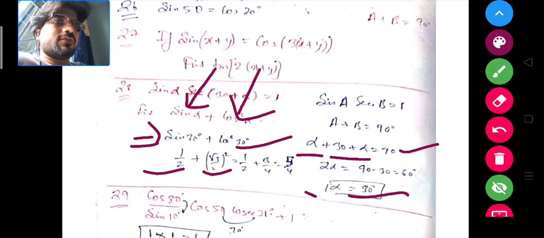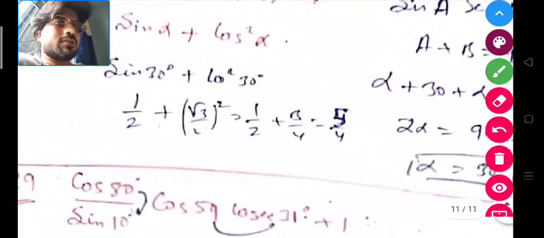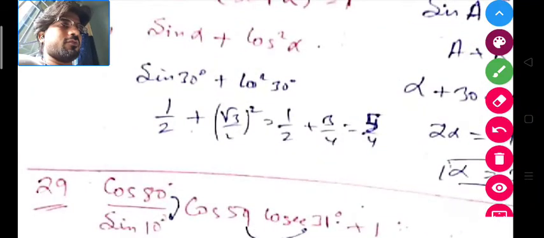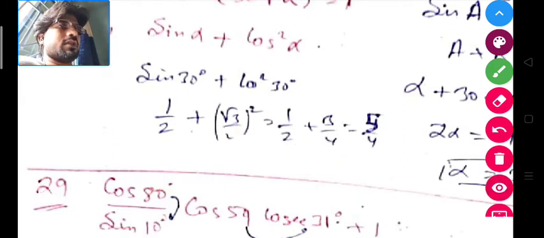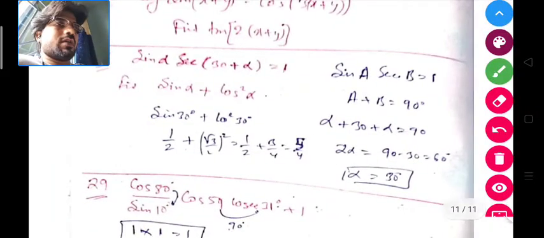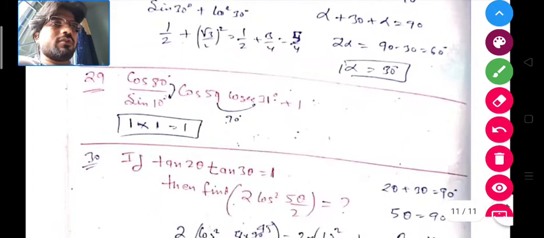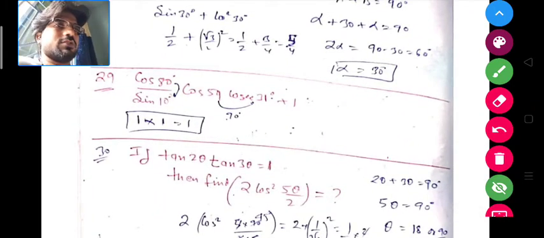So sine 30 is 1 by 2, cos 30 is root 3 by 2, but it is squared, so you have to square it, and it becomes 1 by 2 plus 3 by 4, which is equal to 5 by 4. Okay, the answer is 5 by 4. Okay, first you solve it by taking the value of alpha, and then you solve it further. Okay, all these questions are from complementary pairs.